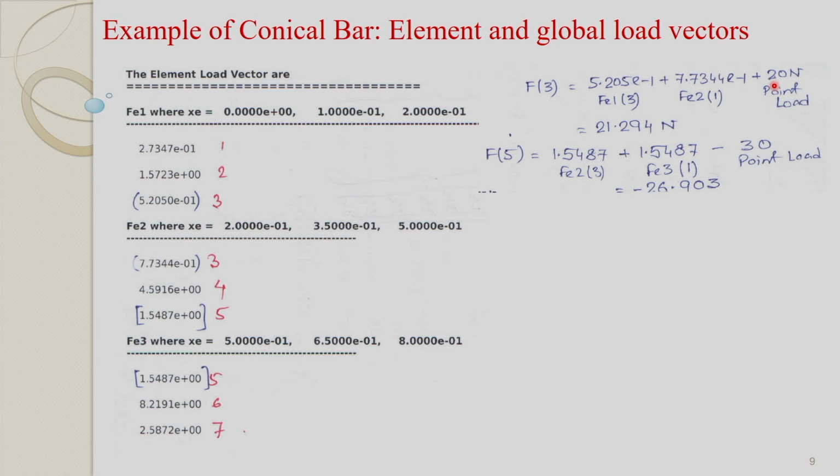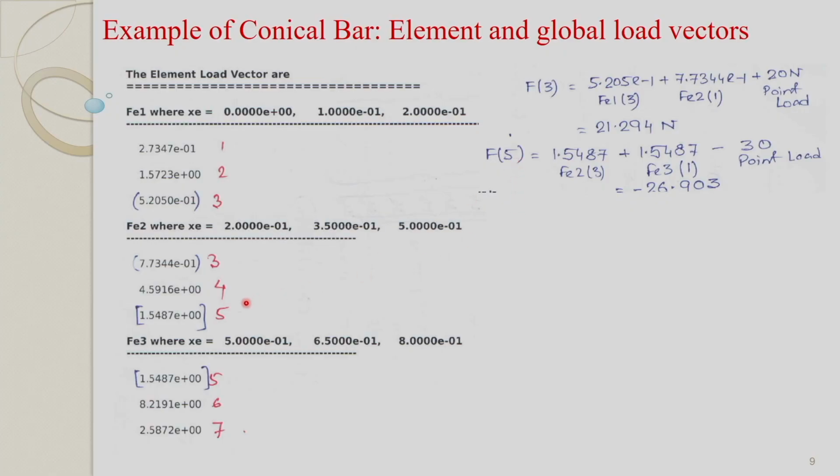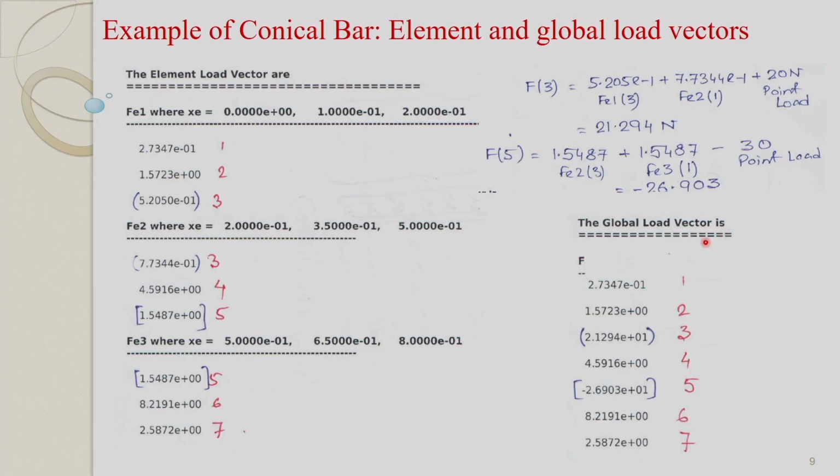Similarly, for node 5, for that global degree of freedom, these 2 will be added, because this is also global degree of freedom 5, this is also global degree of freedom 5, and also we have the external load minus 30. So, finally, we have this global load vector. All other quantities are appearing only once.